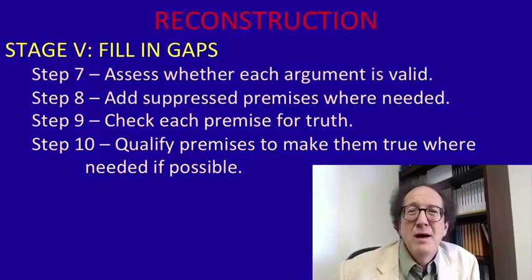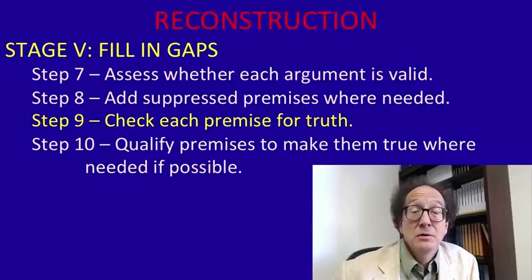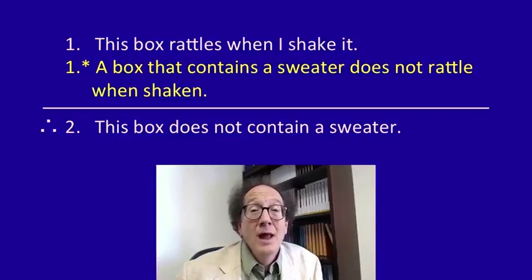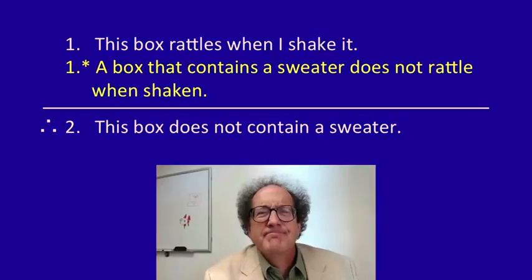So that's why we need the next step, namely, check the suppressed premises for truth. Assess whether they're true or false. And if they're not true, then you need to qualify them in order to make them true. Because you don't want to claim that the person giving the argument was assuming this falsehood when they didn't have to. So let's see if there's some way to qualify this suppressed premise in order to make it true. How can we qualify this premise to make it true? How are we going to do that? Let me think.